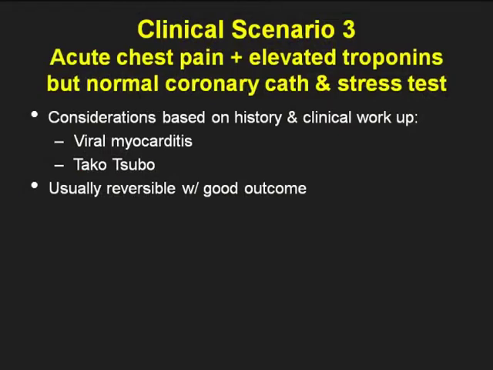The third scenario is somebody who has acute chest pain, elevated troponins, but normal coronary cath and stress tests. Based on this clinical presentation, the two things I think about are viral myocarditis and Takotsubo. Both of them are usually reversible with good outcome.